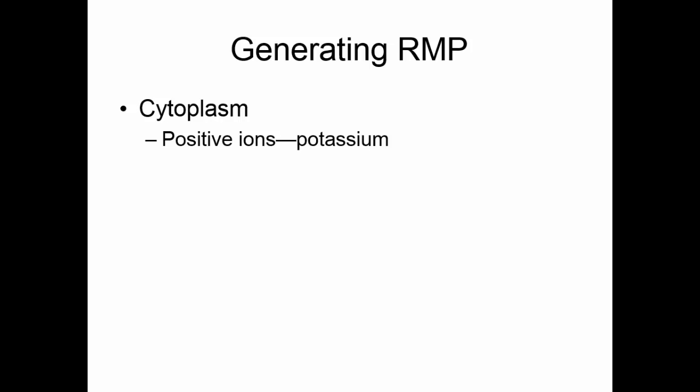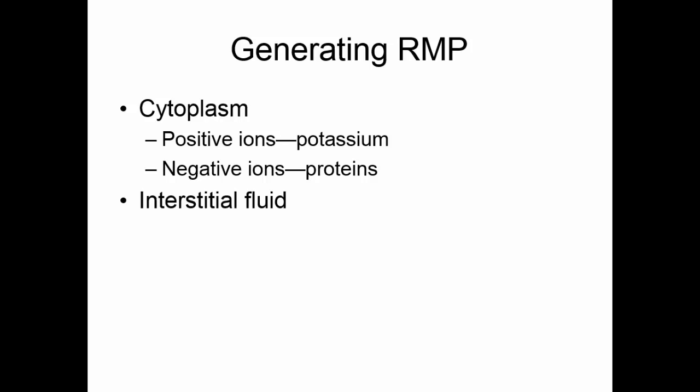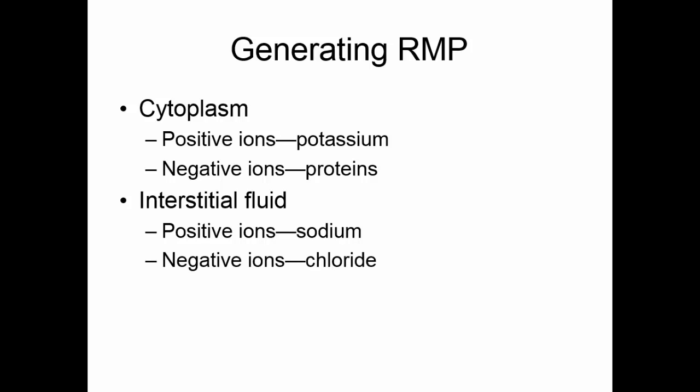So how do we generate a resting membrane potential? Cytoplasm has as its primary positive ion potassium and as its primary negative ion charged proteins. Interstitial fluid has as its positive ion sodium and as its negative ion chloride. So you can see we've got a chemical gradient. We don't have a lot of potassium outside the cell, so potassium would want to naturally go out, sodium would want to naturally come in, and negative particles tend to follow positive particles.